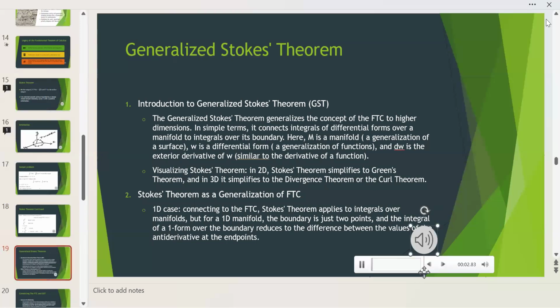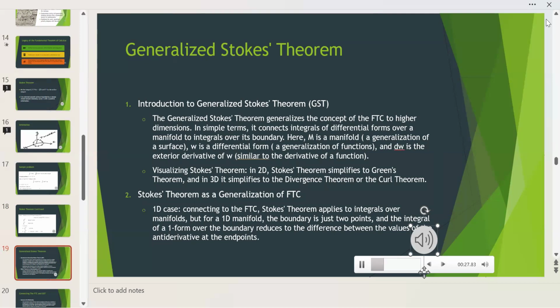Next, I will teach the Generalized Stokes Theorem, GST. First is the introduction to the Generalized Stokes Theorem, also known as GST. The Generalized Stokes Theorem generalizes the concept of the FTC to higher dimensions. In simpler terms, it connects integrals of differential forms over a manifold to integrals over its boundary.